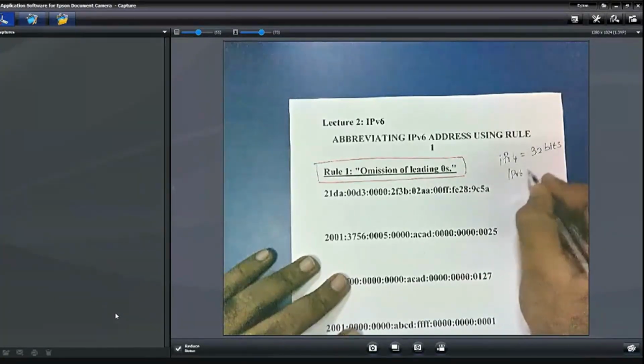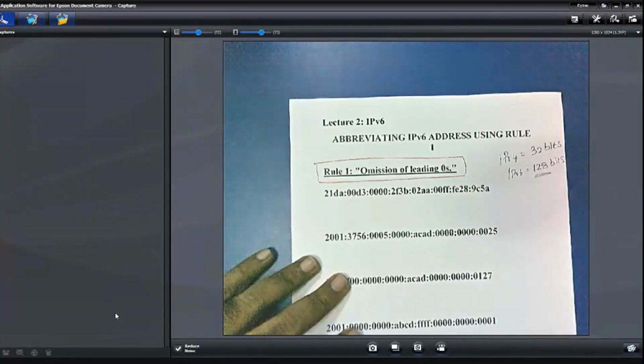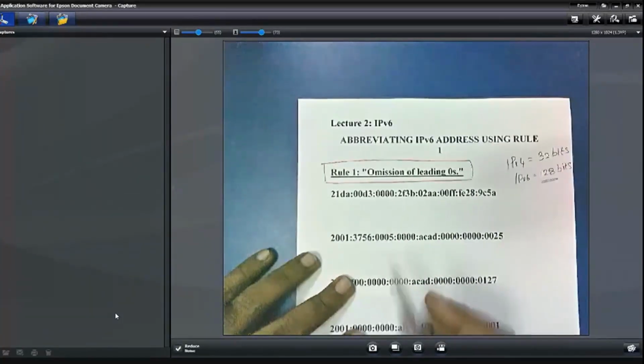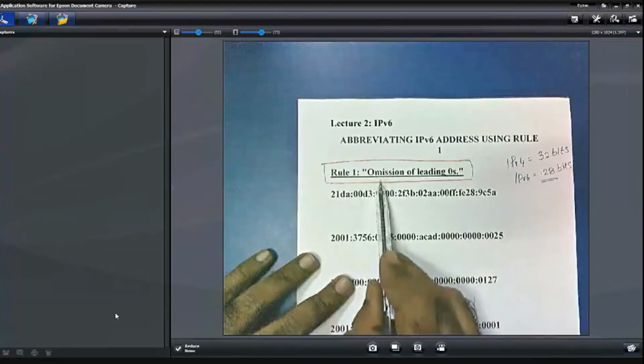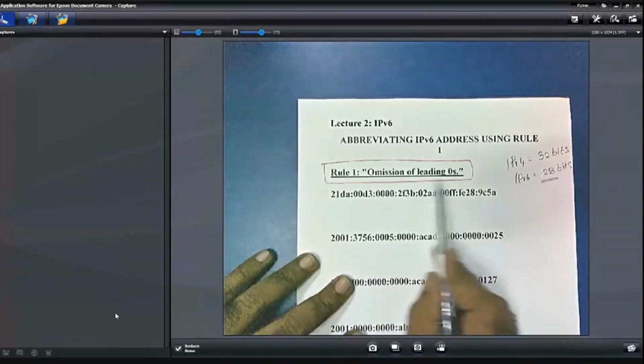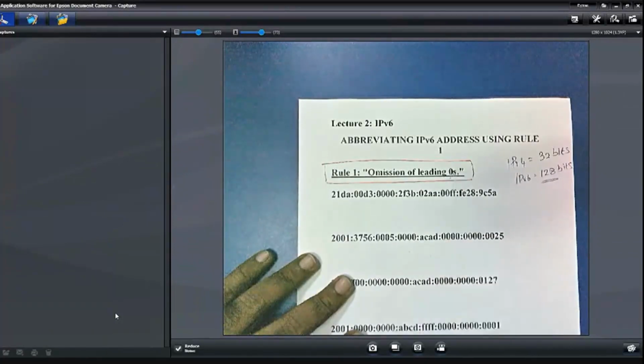IPv6 is 128 bits. The length of the IP address is 128 bits. Okay, now rule number 1. What does rule number 1 mean? You have to omit the leading zeros. Leading zeros means the zeros which are available in the front.